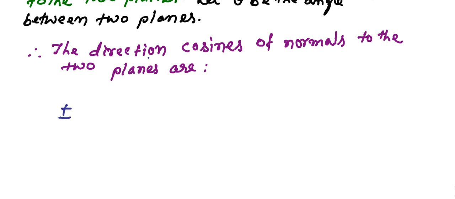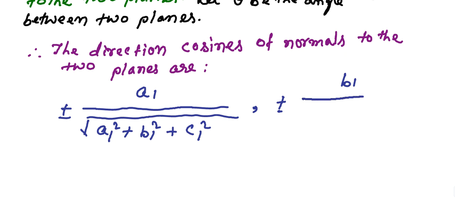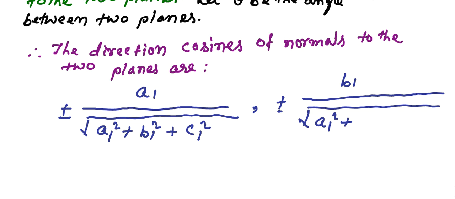plus minus, fractional bar, then a1 under root a1 square plus b1 square plus c1 square. Put the comma here, plus minus b1 under root a1 square plus b1 square plus c1 square.